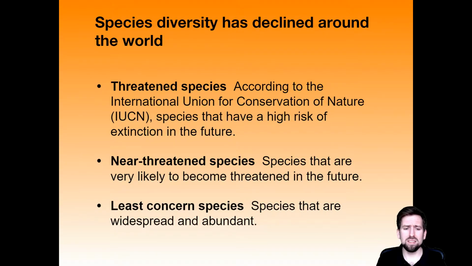And then lastly, we've got the least concern species. These are species that are widespread, abundant, and really don't need much facilitating to continue to thrive. These are things like the skunk, right? Skunk is doing just fine where it lives.